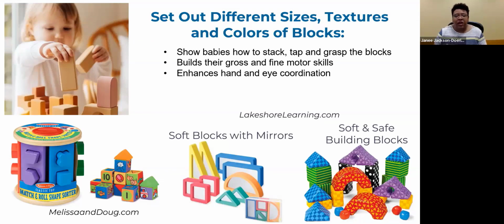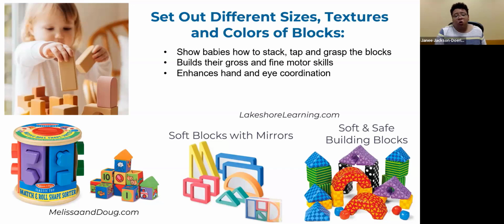With playtime, I like to set out different size, textures, and colors of blocks. You want to have different kinds of blocks available because, again, you have ages 0 to 18 months coming into your library for baby story time. So offer a wide variety of blocks for them to play with. So we have 4 different types of blocks.